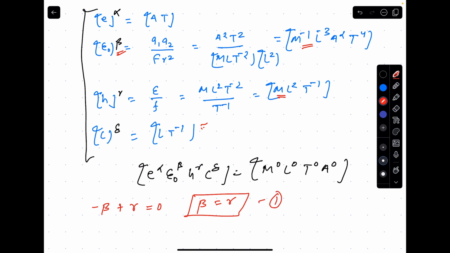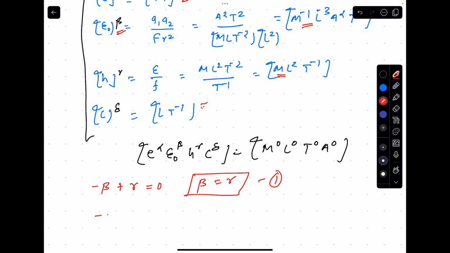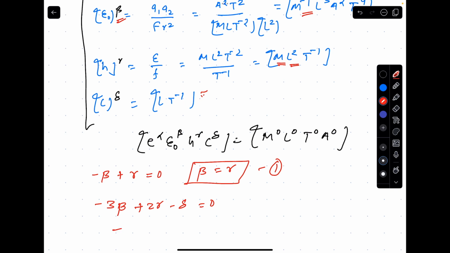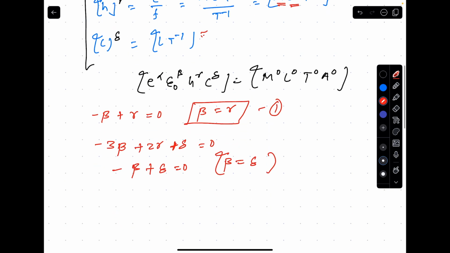We got one relation. Now if we calculate the total dimension of length, there is no length dimension in the electric charge, but here we have minus 3 beta. Then here we have plus 2 gamma, and we have minus delta equals to 0. If I place beta equals to gamma, I will have minus beta, plus delta equals to 0, so I am getting beta equals to delta. So this is our second relation.